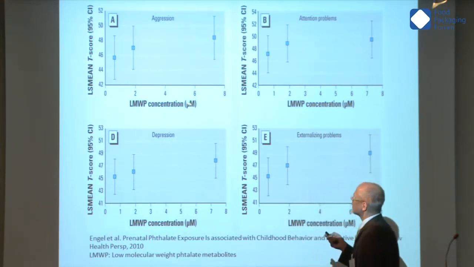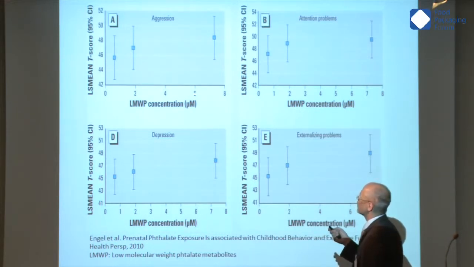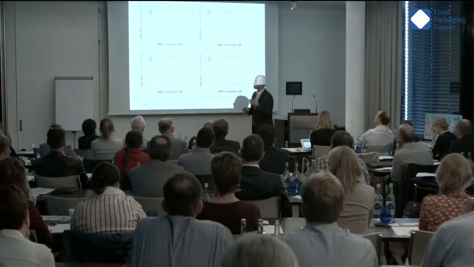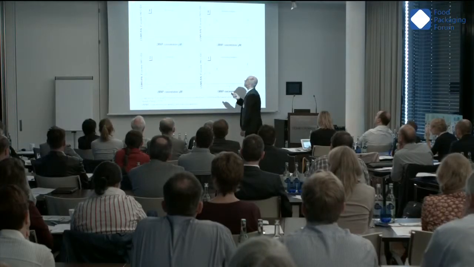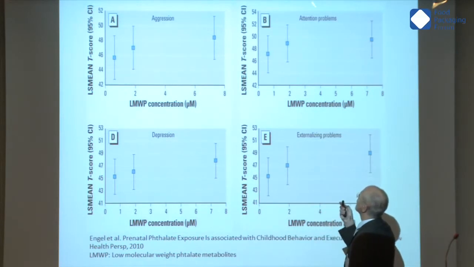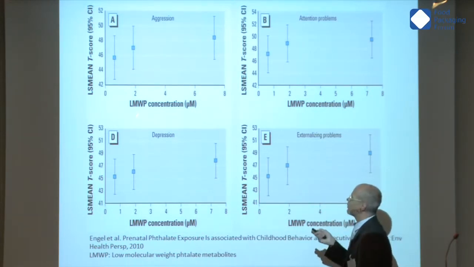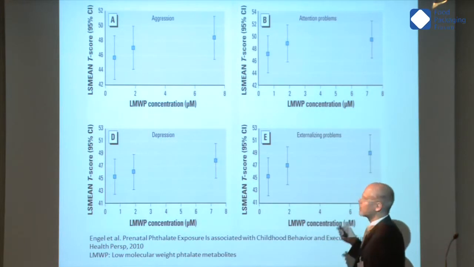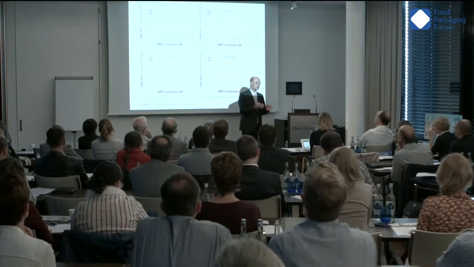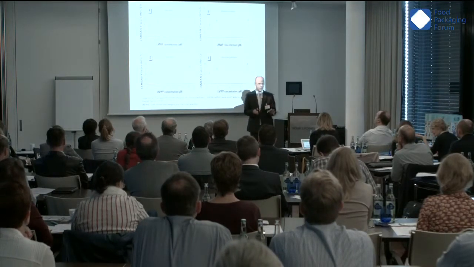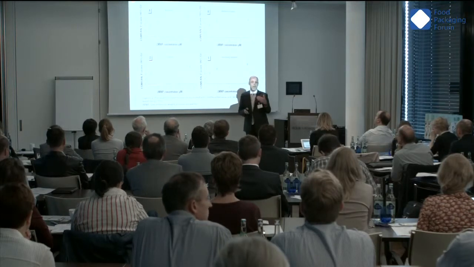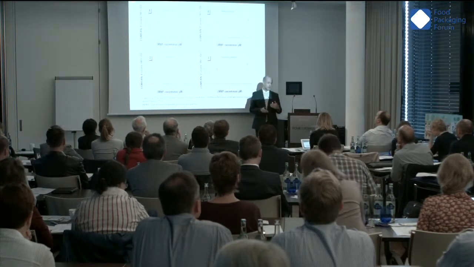And what we see is that we have a strong correlation between the concentration of phthalate metabolites that we find in the blood of the mothers and the aggression that you find in the kids, the attention problems they have, the risk for depression, and how they externalize problems. So we see a real clear correlation between the exposure to a chemical or a chemical class, in that case, and behavioral effects in the kids.